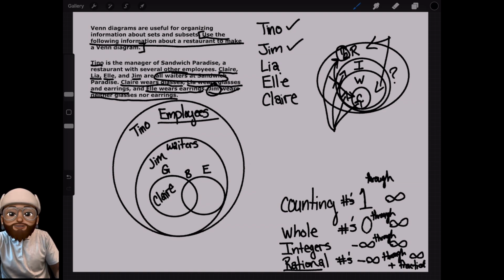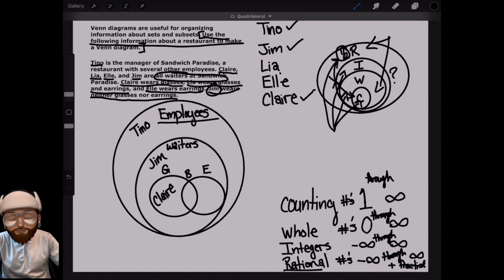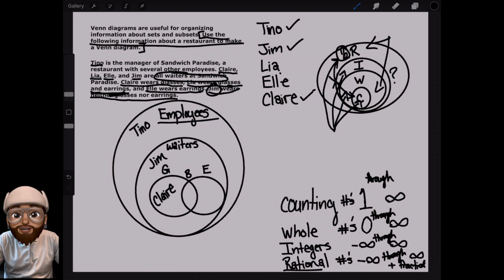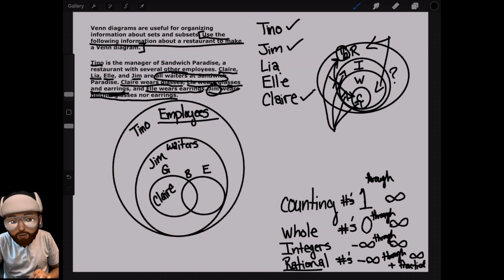All right, now that we've taken care of Claire, let's give her a check mark and let's go to the next person. It says Leah wears glasses and earrings. So Leah would be in the both area, and that's simply because she wears both glasses and earrings, as well as she's a waiter, as well as she's an employee. So Leah falls into all of the categories.